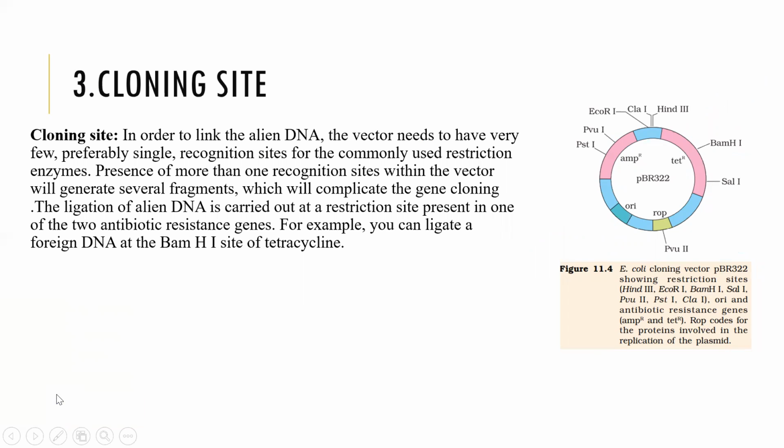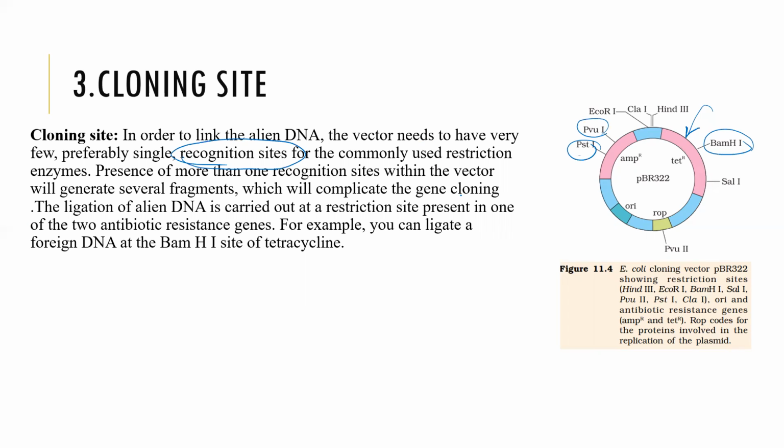So, in order to link the alien DNA, or a foreign DNA, the vector needs to have very few, preferably single, recognition sites. What are these recognition sites? These are nothing but BamHI, PvuI, and PstI. So, these are the recognition sites for the commonly used restriction enzymes. Presence of more than one restriction site within the vector will generate several fragments, which will complicate the gene cloning.